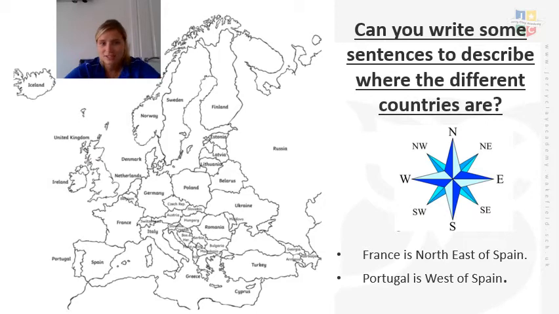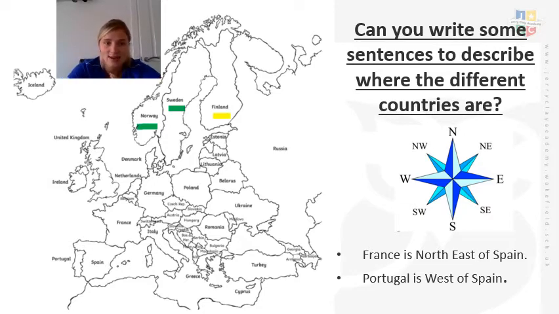So now you've had a good look and understood the different countries that there are in Europe, we're now going to have a go at writing some sentences to describe where the different countries are, and we're going to again use our map and our compass to describe it. So for example, I'm going to pick different ones this time, so I'm going to pick Sweden and Norway. I'm going to say in my sentence that Sweden is east of Norway. I might also say in my sentence, Sweden is east of Norway and west of Finland.